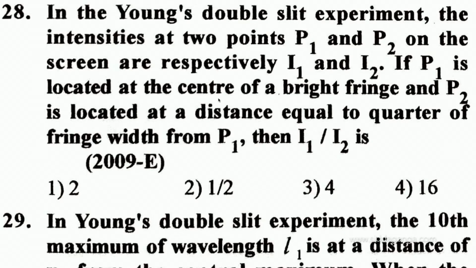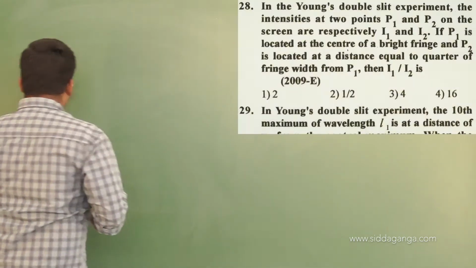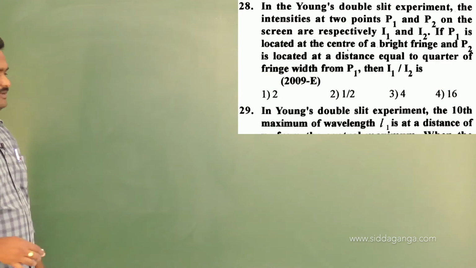Problem number 28. In Young's double slit experiment, intensities at two points P1 and P2 on the screen are respectively I1 and I2. If P1 is located at the center of the bright fringe and P2 is located at a distance equal to a quarter of the fringe width from P1, then I1 by I2 is how much they are asking. This is just not a formula based one.